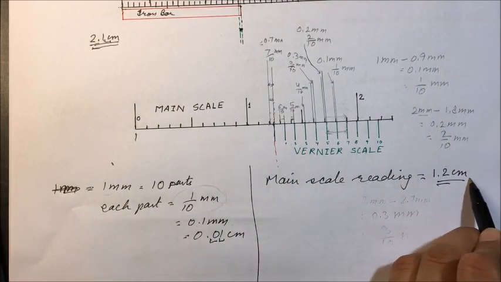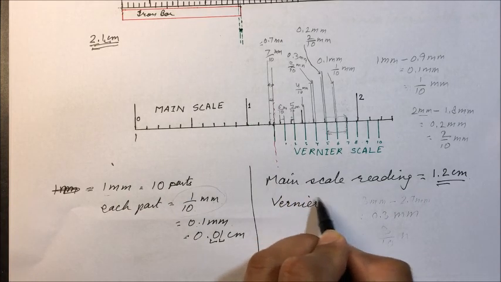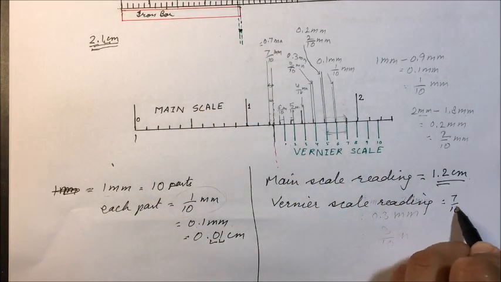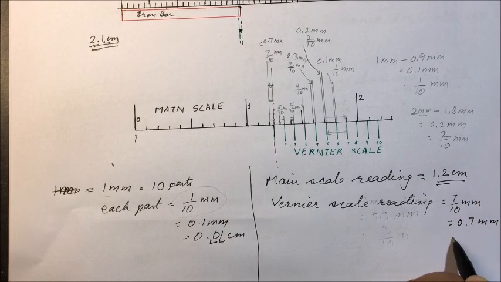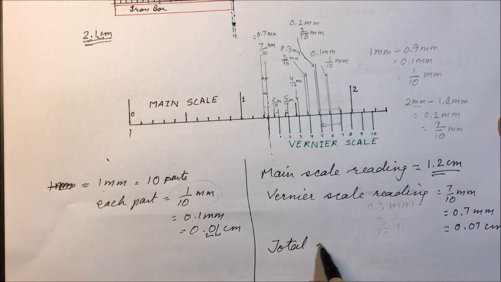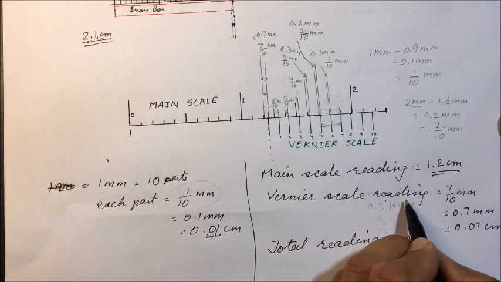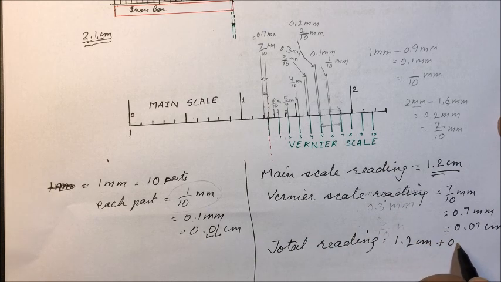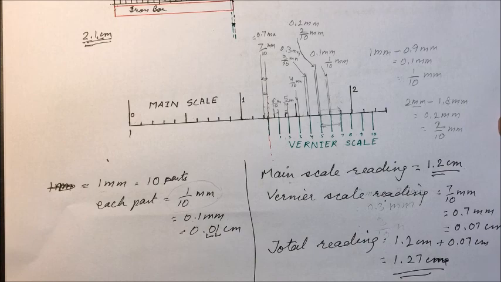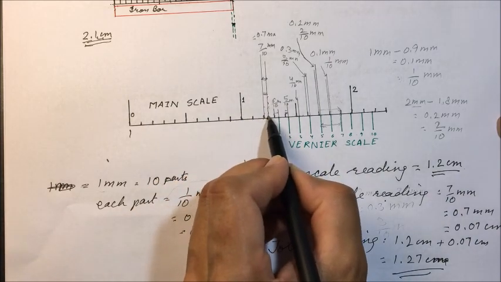So the main scale reading we got is 1.2 cm. And the vernier scale reading, this length, how much is it? 7 by 10 mm, or 0.7 mm, or 0.07 cm. So the total reading will be how much? Total reading equals main scale reading plus vernier scale reading, that is 1.2 cm plus 0.07 cm. So it is 1.27 centimeter. So this is how we have used this smaller division, this least count, to measure this extra length.